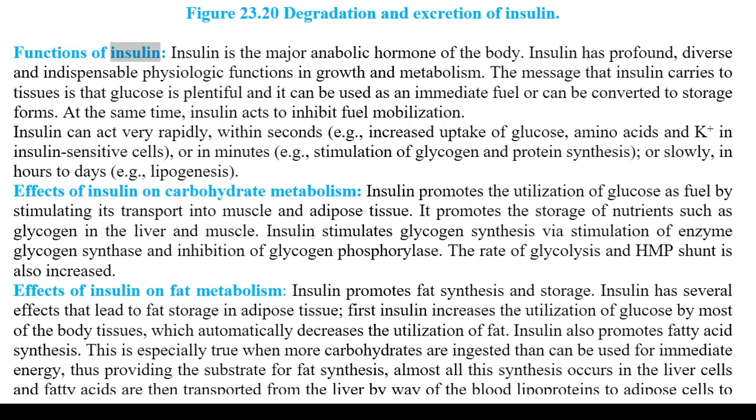Functions of insulin. Insulin is the major anabolic hormone of the body. Insulin has profound, diverse, and indispensable physiologic functions in growth and metabolism. The message that insulin carries to tissues is that glucose is plentiful and it can be used as an immediate fuel or can be converted to storage forms.